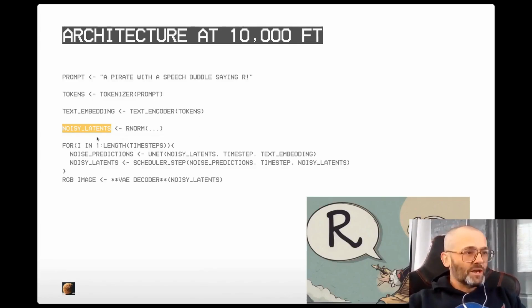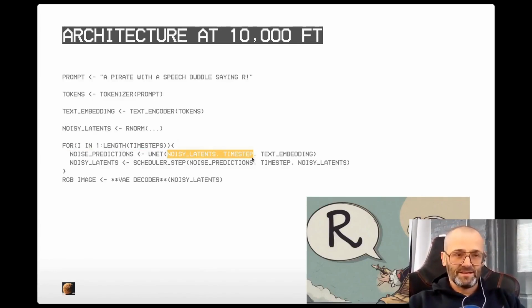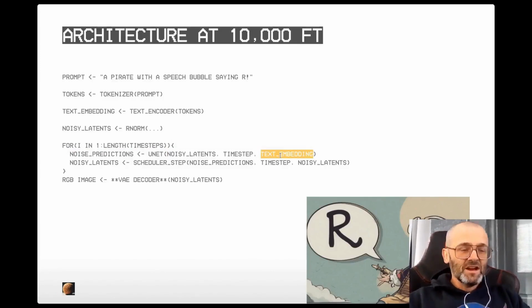So you get this noise in this latent space, and then you take that noise and the time step. You start out at 1,000, which is max noise, or 999, plus or minus 1. I'll talk about that a little bit later. And then you add in the text embeddings and throw that into your UNet.